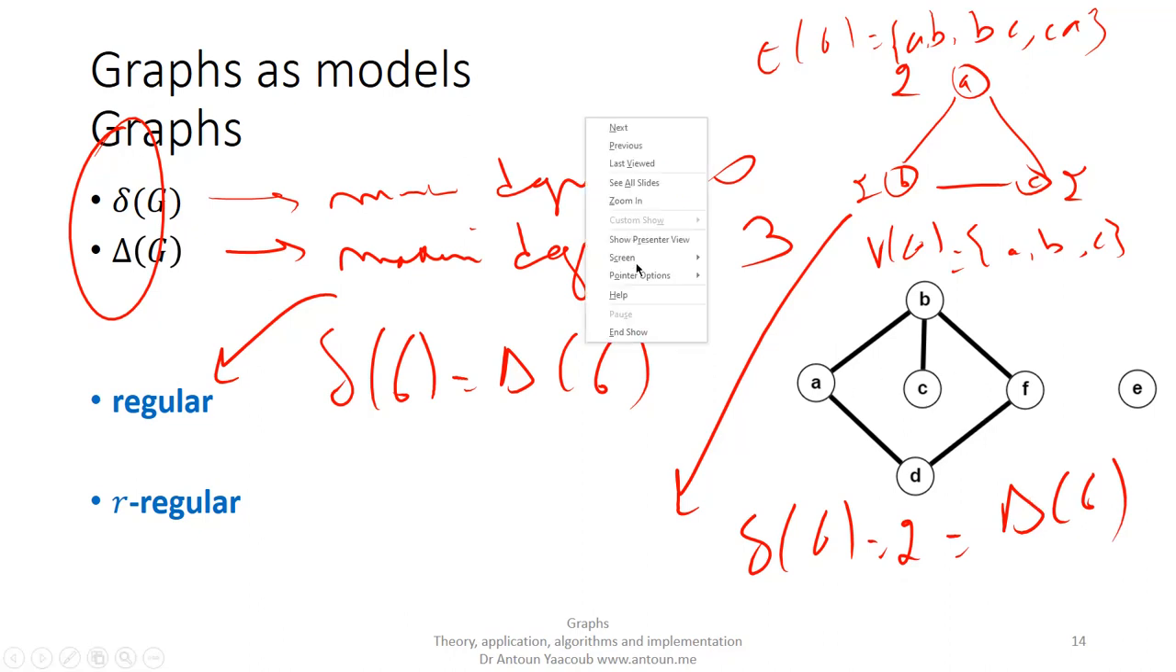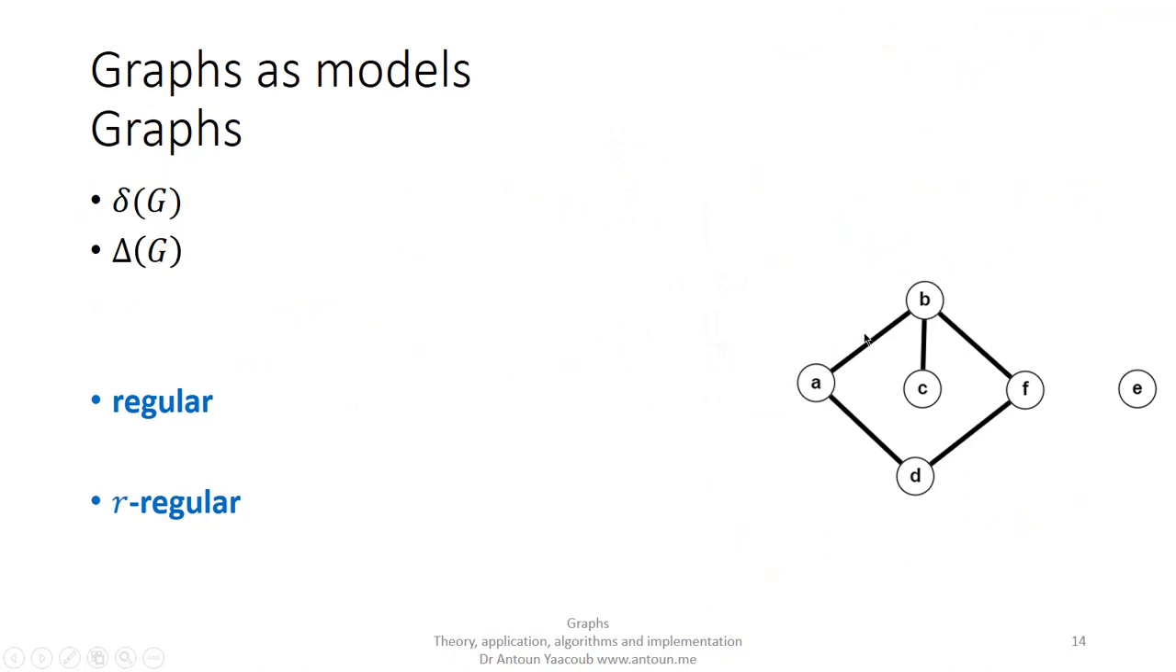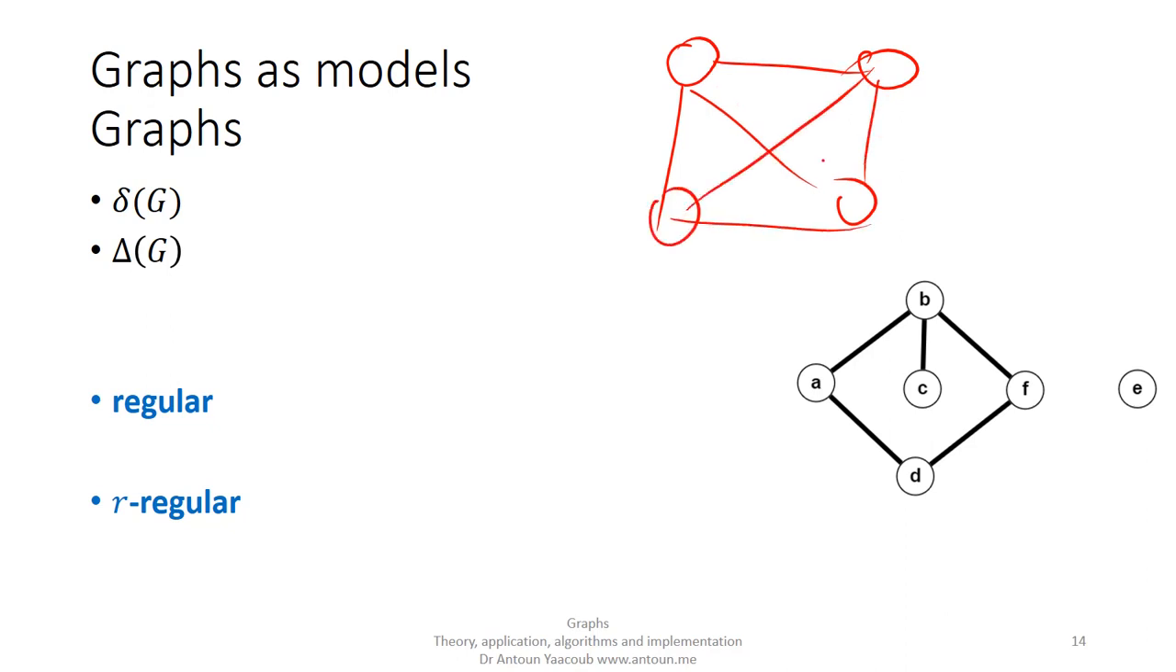Let me give you another example of regular graphs. Let's say I need a 3-regular graph, so I have 4 vertices and many edges. I will calculate just the degrees. I have 3 edges that go from this vertex, 3 here, 3 here, and 3 here. So this is a regular graph.